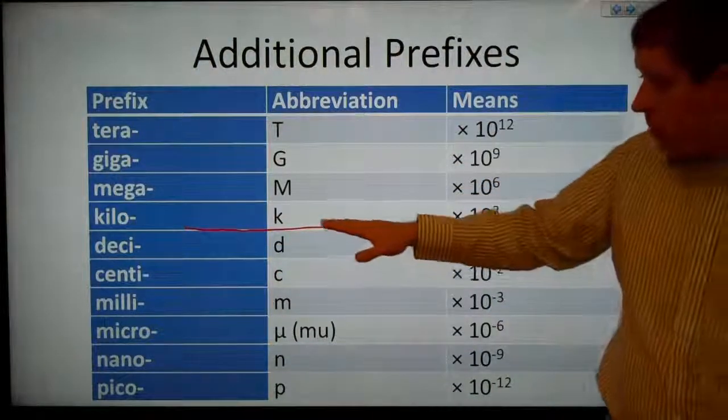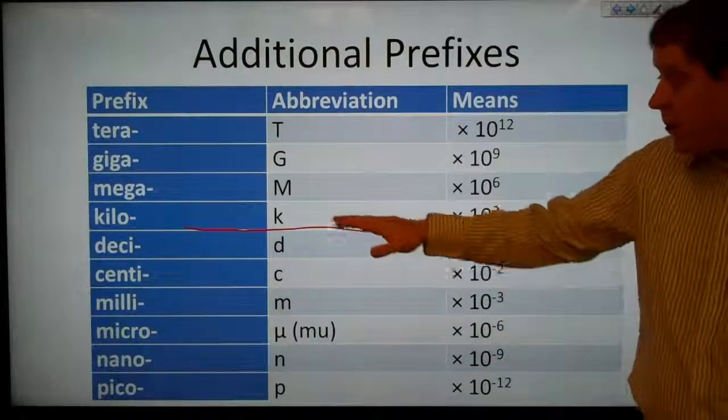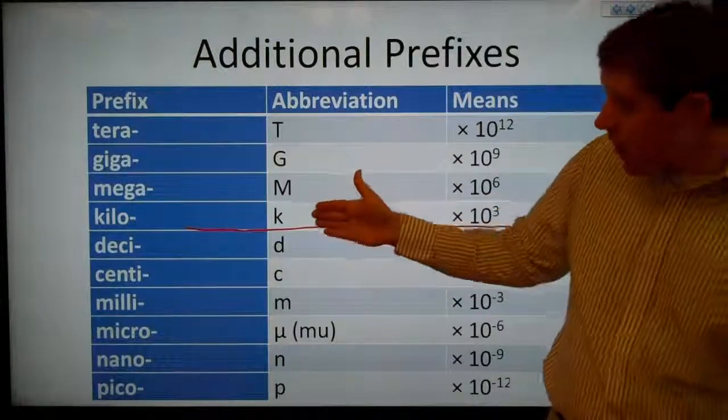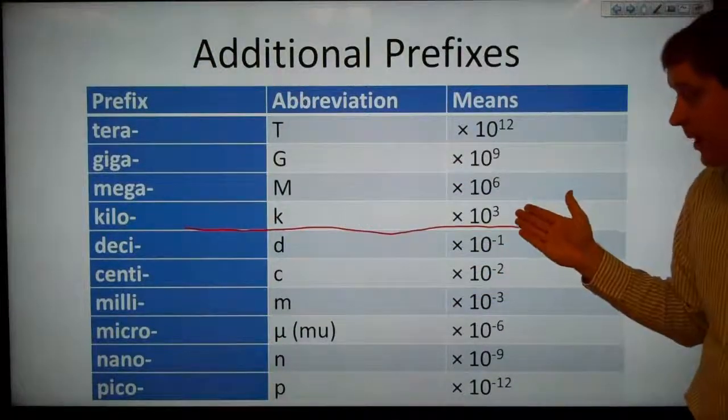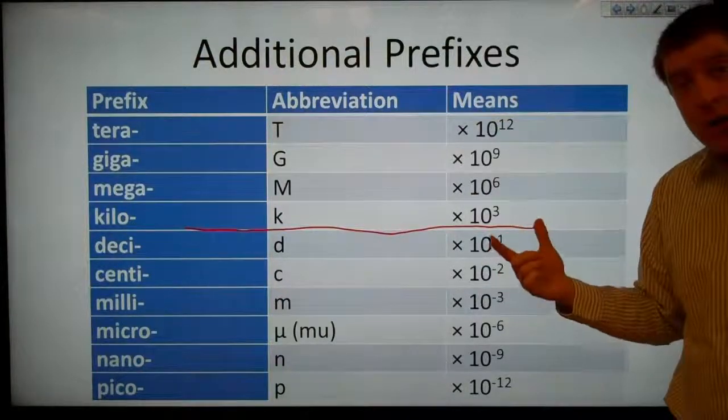So everything below the line is a smaller unit. Everything above the line is a larger unit. So let's start with the big ones. So a kilo, we have already talked about. Kilo is 10 to the 3. So a kilometer is 10 to the plus 3 meters.